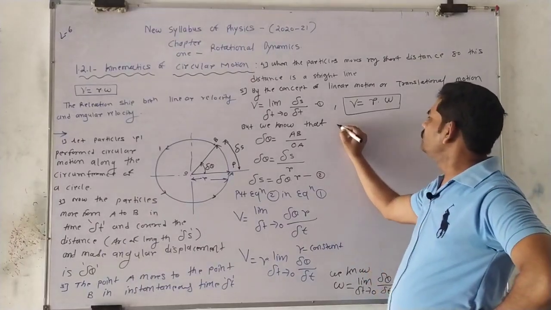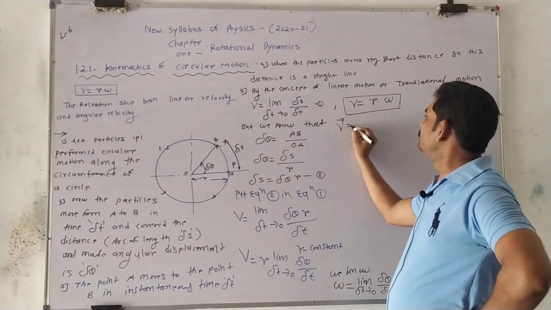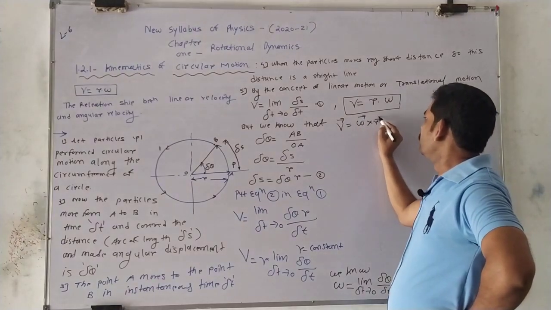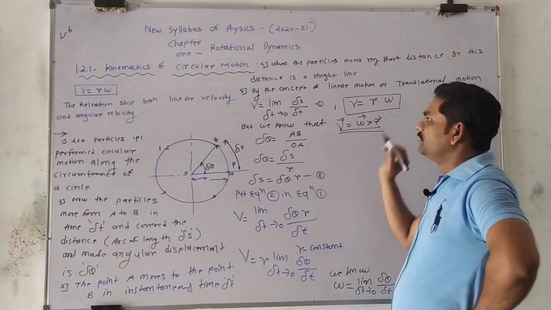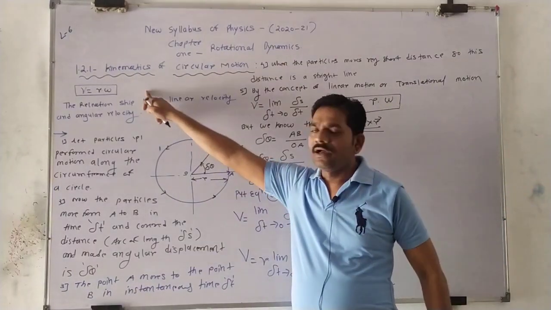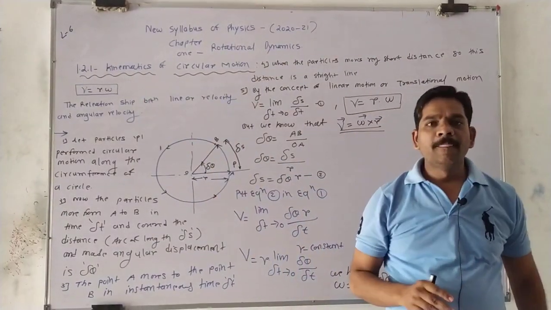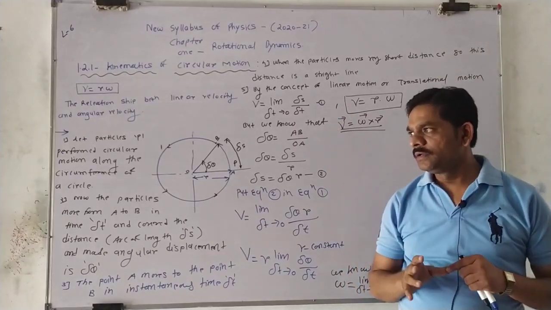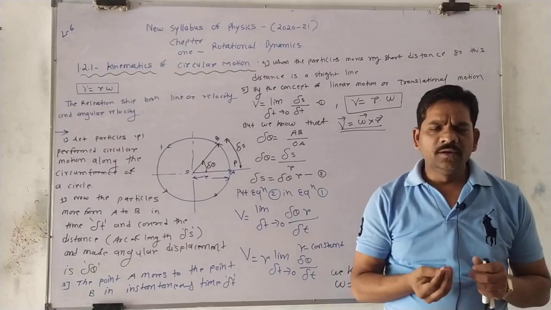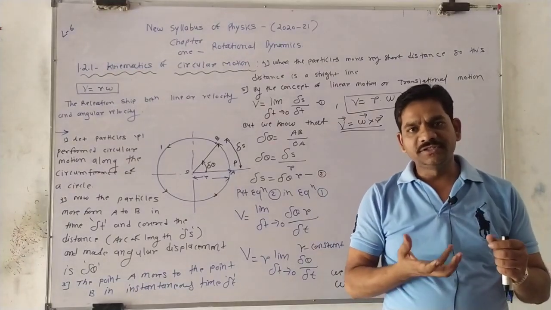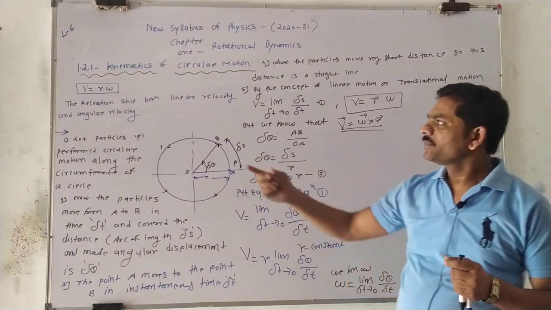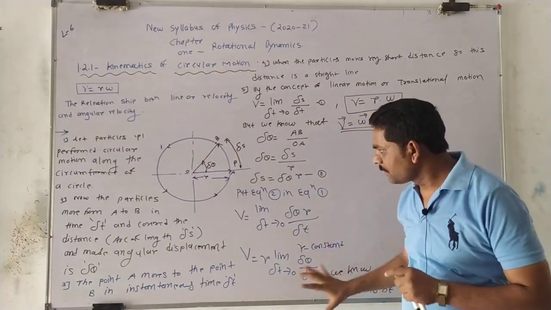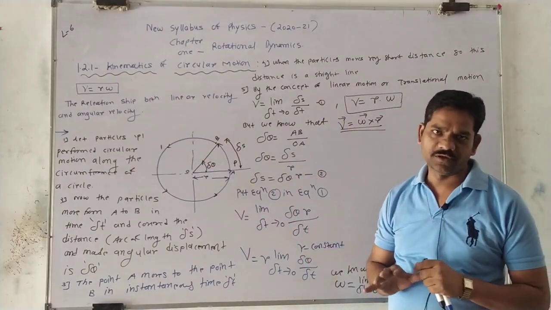We want it in vector form. So V vector is equal to omega vector cross R vector. We get this relation, which is given in the basic concept of kinematics of circular motion. Only one straight line is given in this concept: the relationship of V and R. But we have to prove it by mathematics, yes, boys.